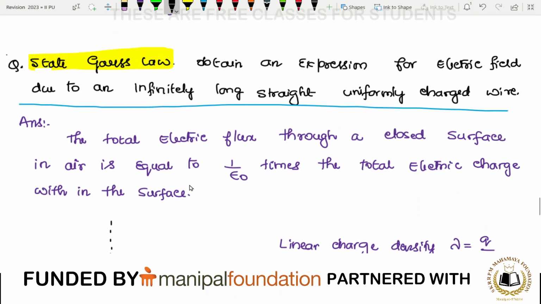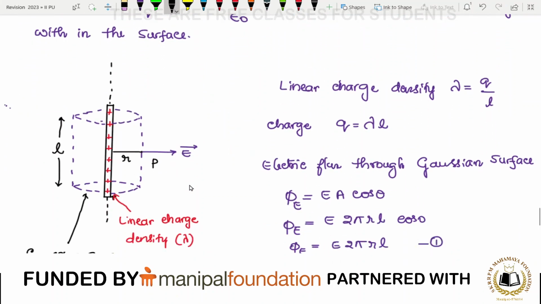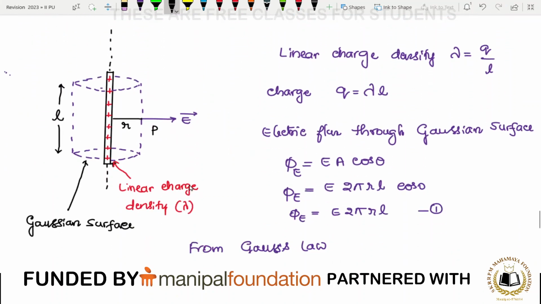State Gauss law, obtain an expression for electric field due to an infinitely long straight uniformly charged wire. So electric flux through a closed surface in air is equal to 1 by epsilon naught times total electric charge within the surface. Okay, that is Gauss law. Now this one wire we have taken, infinite long wire. In that wire we have selected only length L.